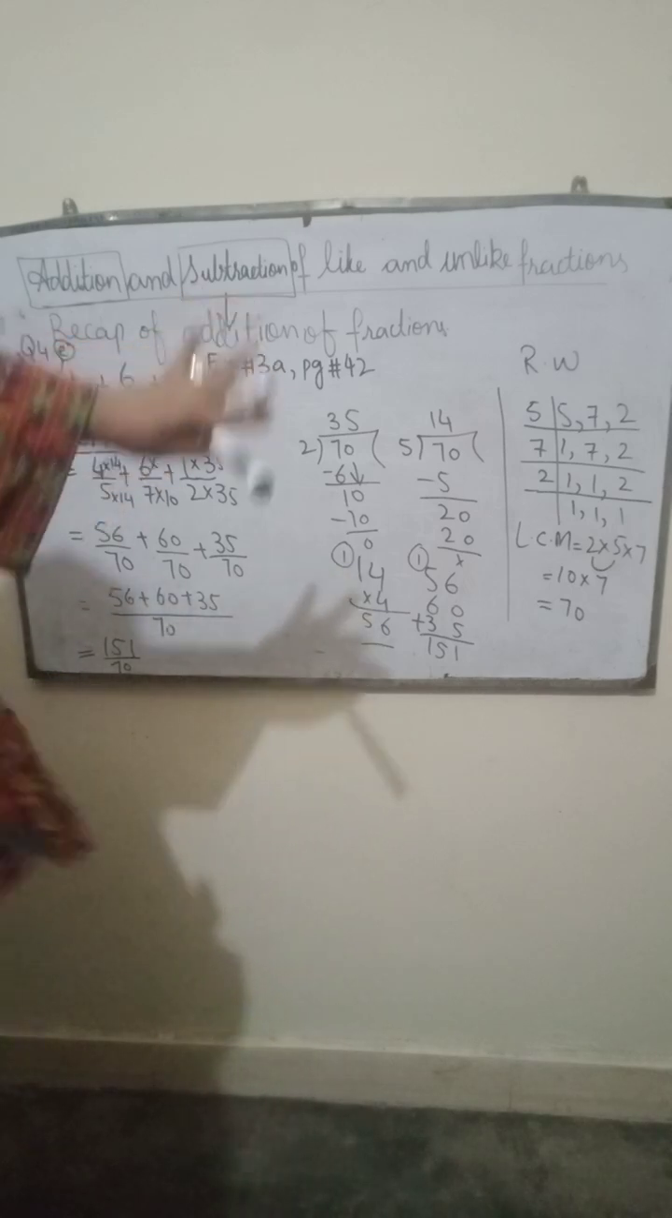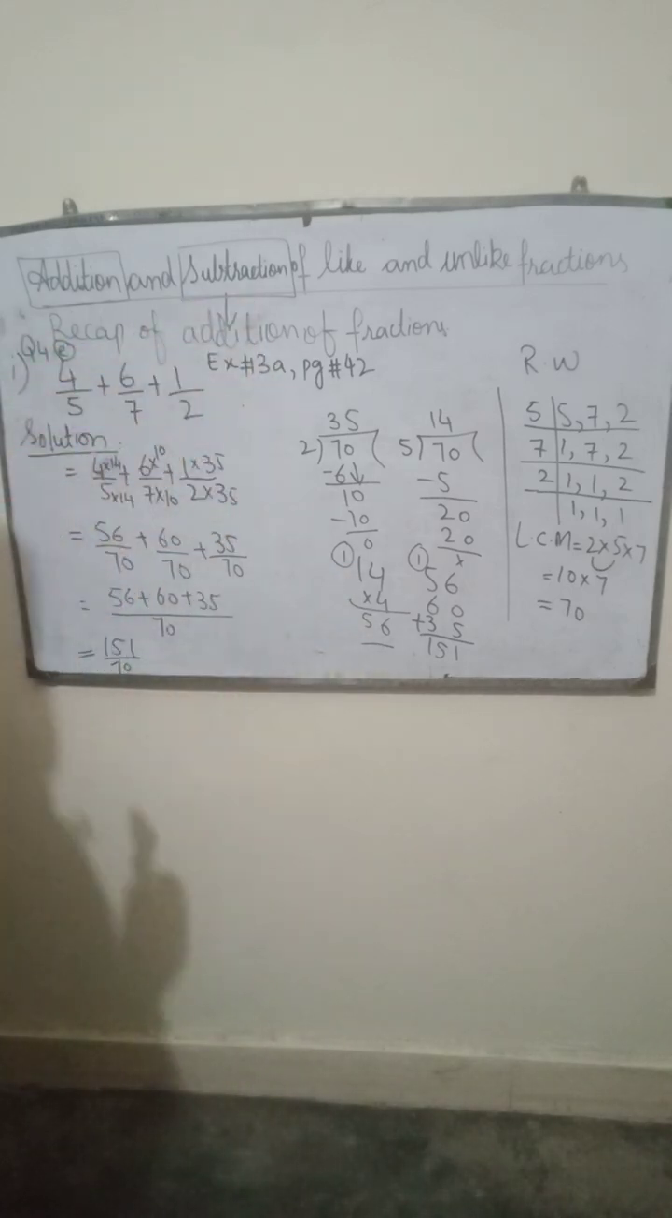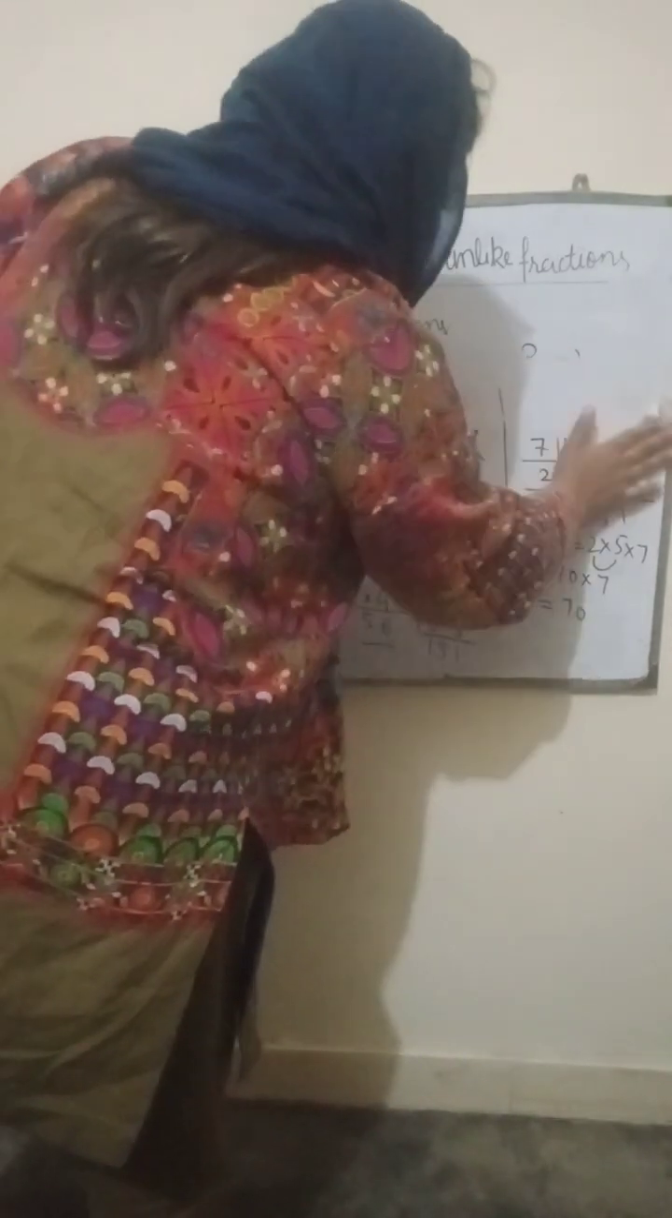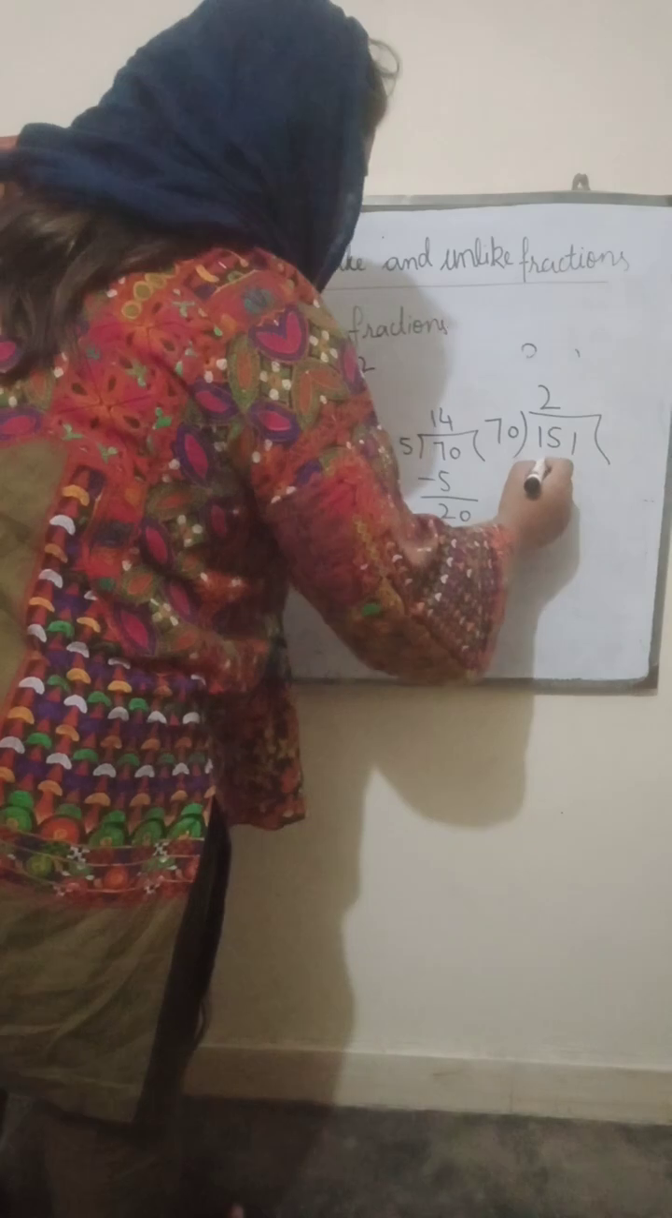So students, hopefully this rough work is done. I am going to erase it and convert this into a mixed fraction. Now, 70 times 2 is 140.